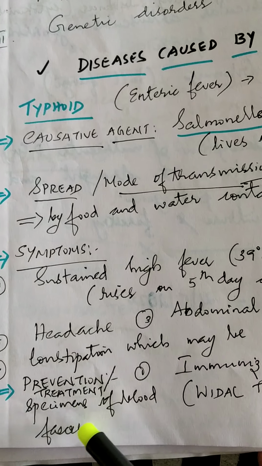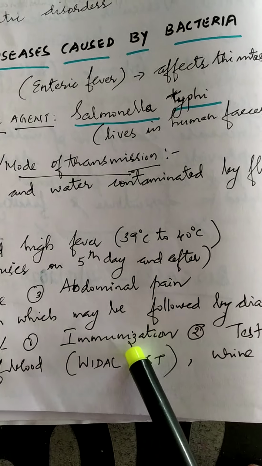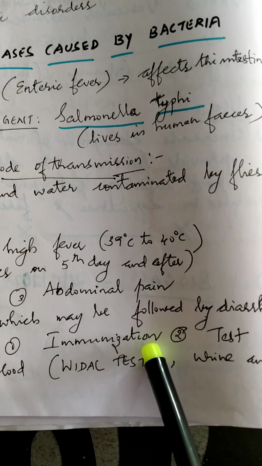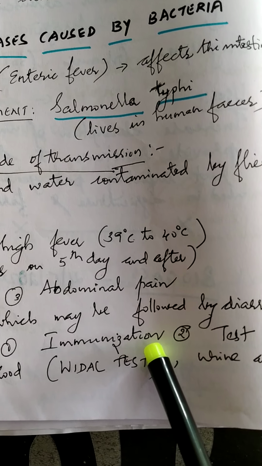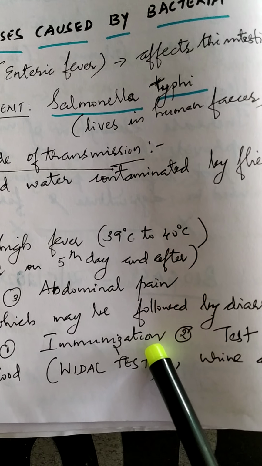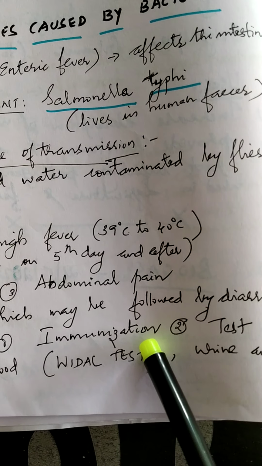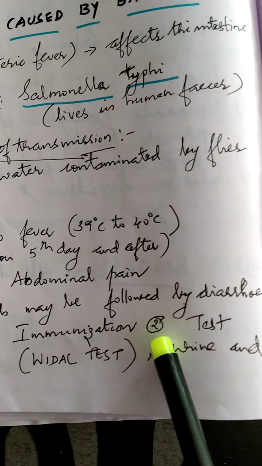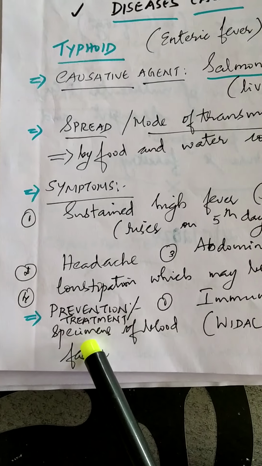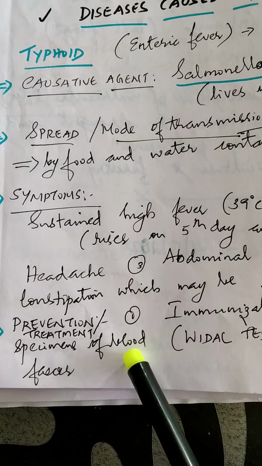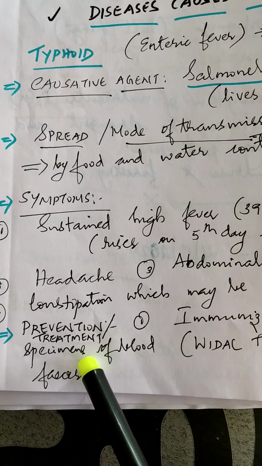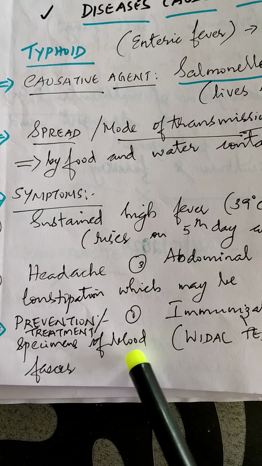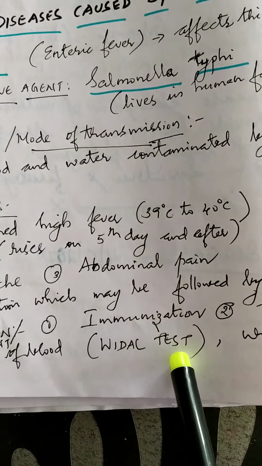Now, prevention or treatment. The first is immunization, that is taking immunization or vaccination in order to avoid the infection from the particular pathogen. The next one is testing the specimen of blood, urine as well as feces. And when we refer to the test with regard to blood, we call it as Widal test.